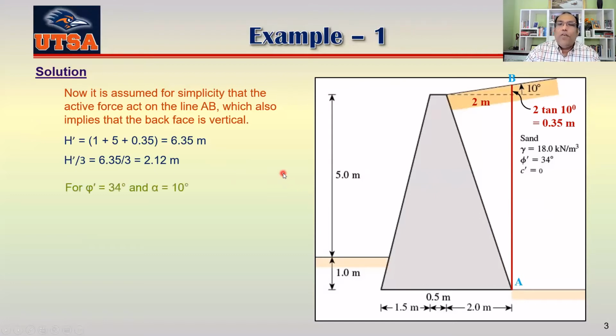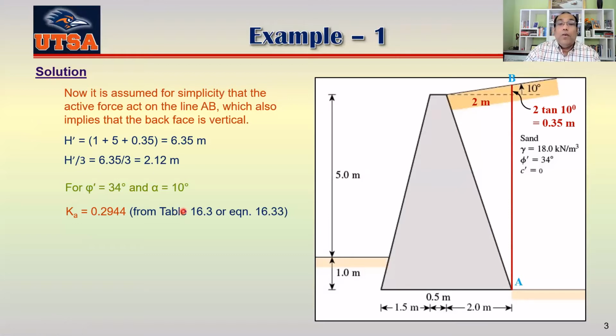Now we have to find our active force based on Rankine's method. If my phi equals 34 and alpha equals 10, then from table 16.3 or equation 16.33, your Ka is 0.2944. I ask all of you to go to this table and see whether you get the same number or not. That will give you the chance to become familiar with this table.